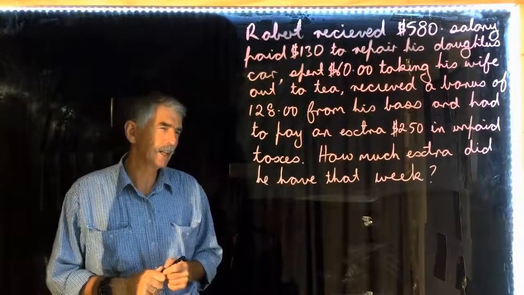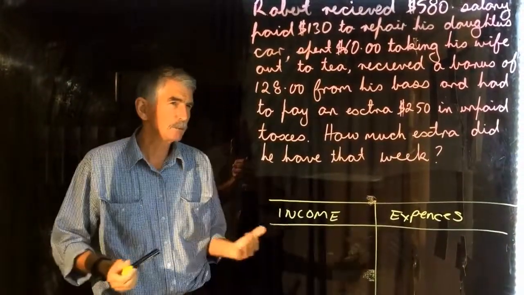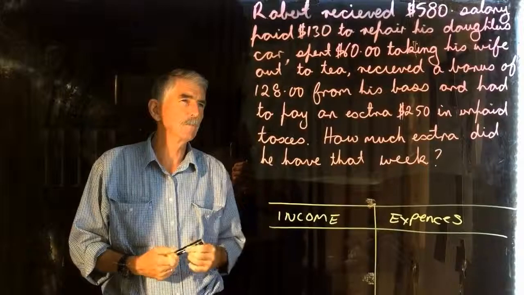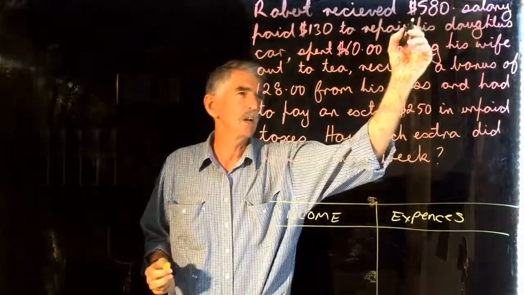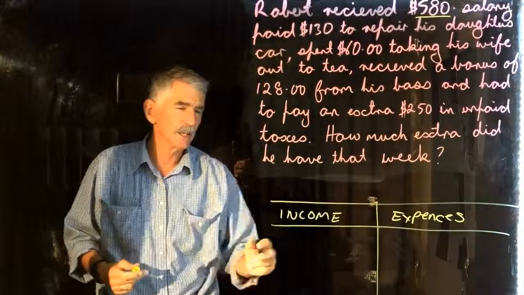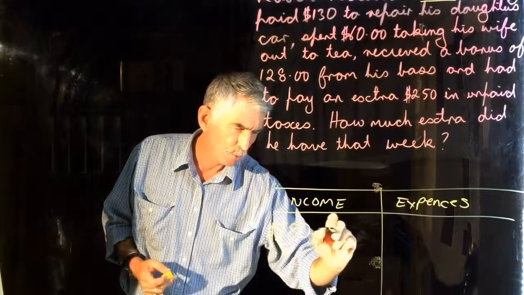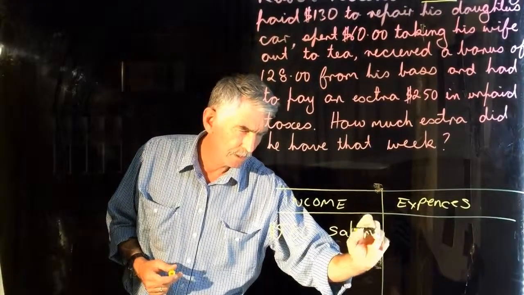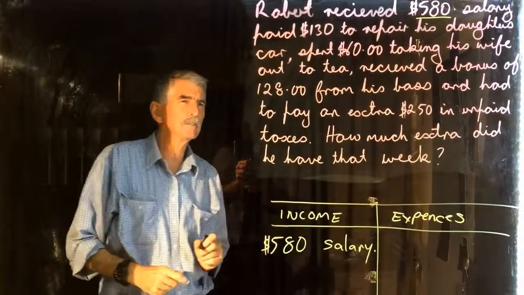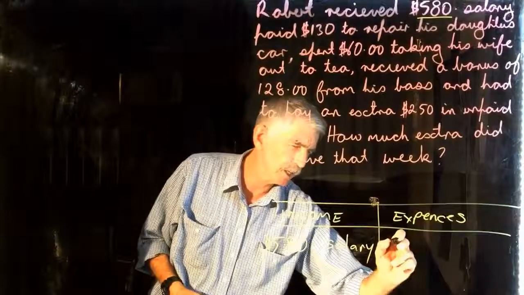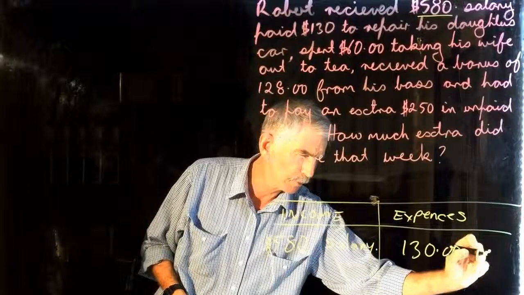Right, and now we're back together again. So we've just divided our page into income and expenses. And as we're looking at this, what is the first thing that we have that we can place in the income side of the equation? So Robert received $580 salary. So we'll put that down, $580. And we'll call that salary, just to remind us what that is. Now the next thing we have on this is an expense of $130 to repair his daughter's car. So we'll put $130 down on this side, and we'll call that repairs.